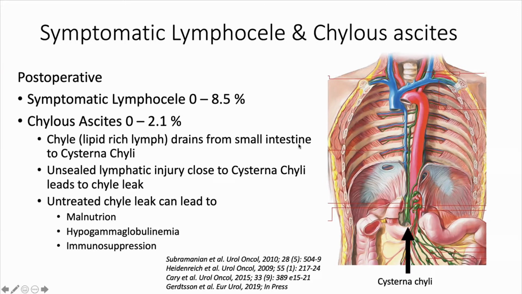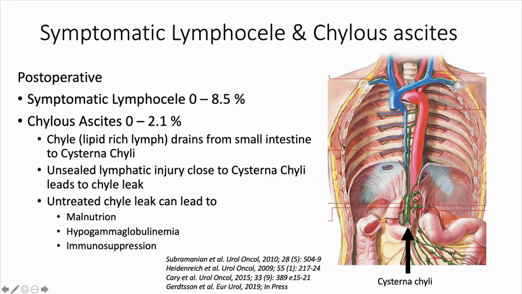Chylous ascites is caused by the leakage of chyle from lymphatic injury, and the chyle itself is lymph fluid that contains high amounts of long-chain triglycerides, lipids, and proteins, and it drains from the small intestine to a lymphatic structure called the cisterna chyli, which is located at the level of the renal hilum, in between and posterior to the cava and aorta. So the most common site of injury in chylous ascites is at or below this area of the cisterna chyli.